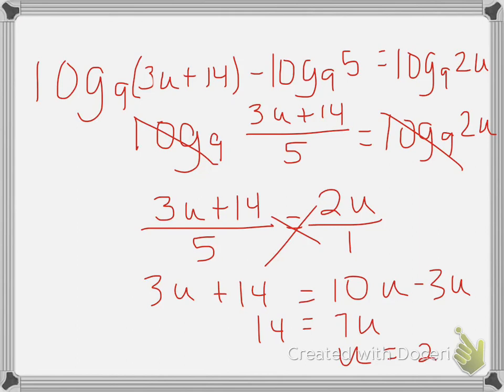And again, plug it back in. 3 times 2 is 6. 6 plus 14 is 20. So if that was 20 and you divided by 5, you would get 4. And then if you plugged a 2 in right here, you'd also get 4. So it all works out. U is equal to 2. Okay? All right. Let's do another one.